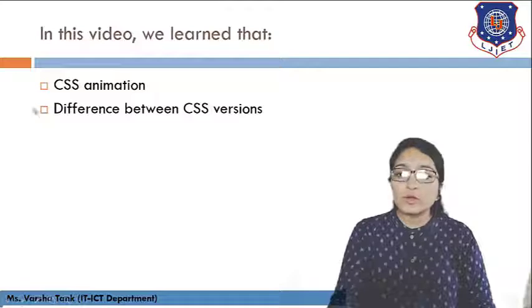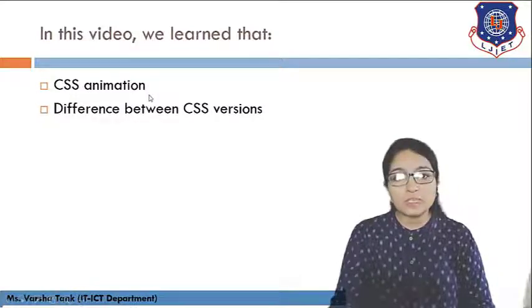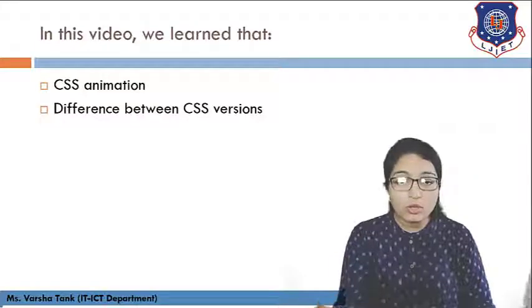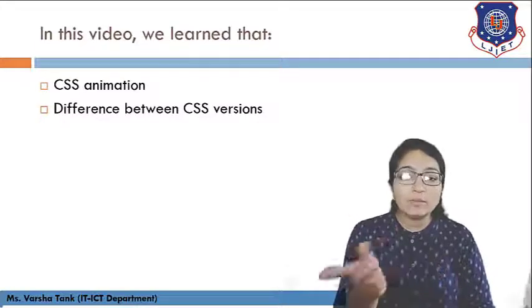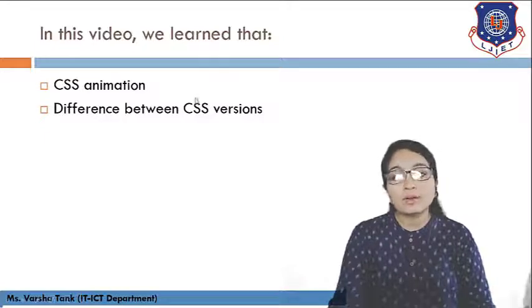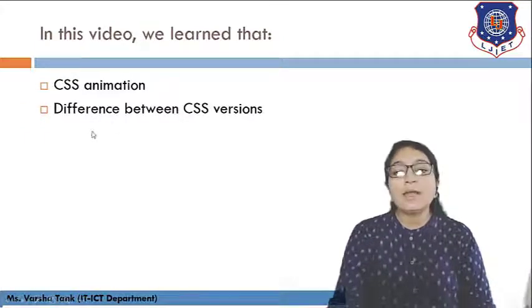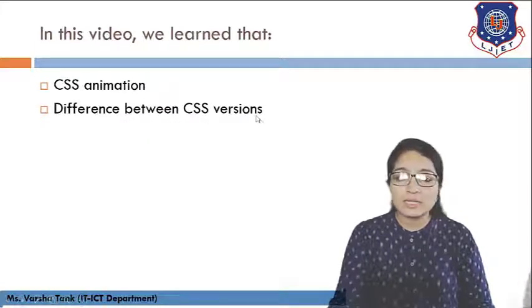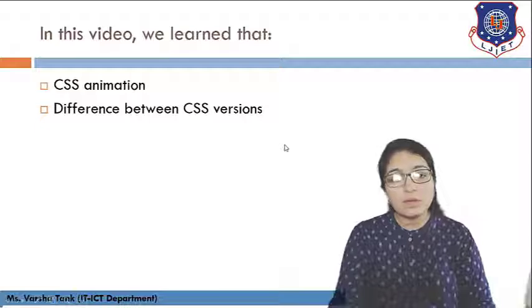In this video we have learned about CSS animations. You can see different animations: you can change the color, you can move the element, you can move elements in different directions. This way we have seen the different animations in CSS. Then we learned about the difference between the CSS versions, that is CSS1, 2 and 3.